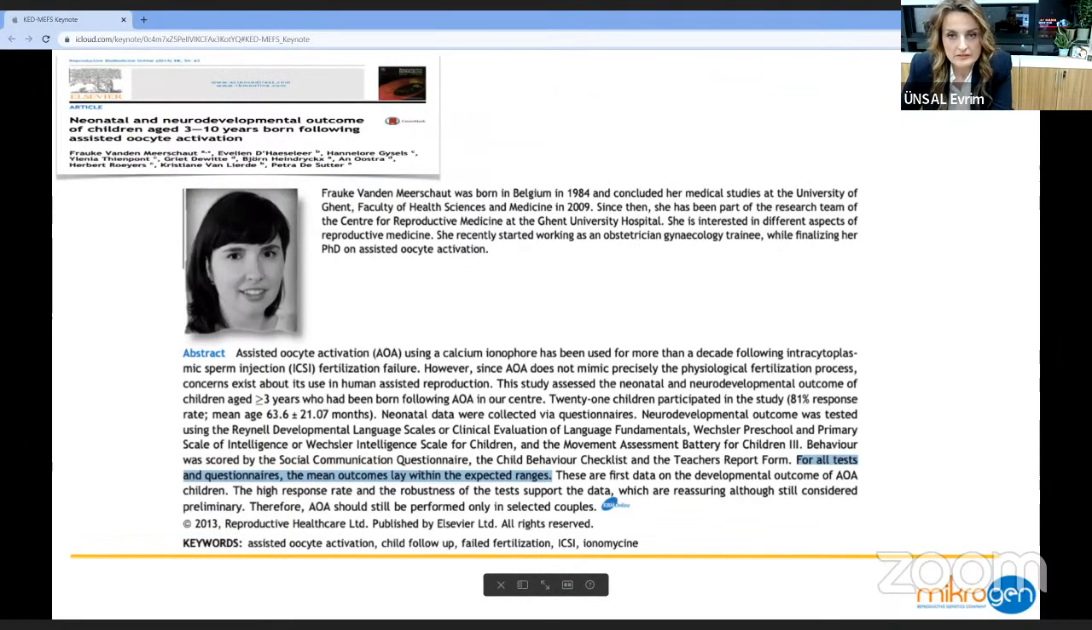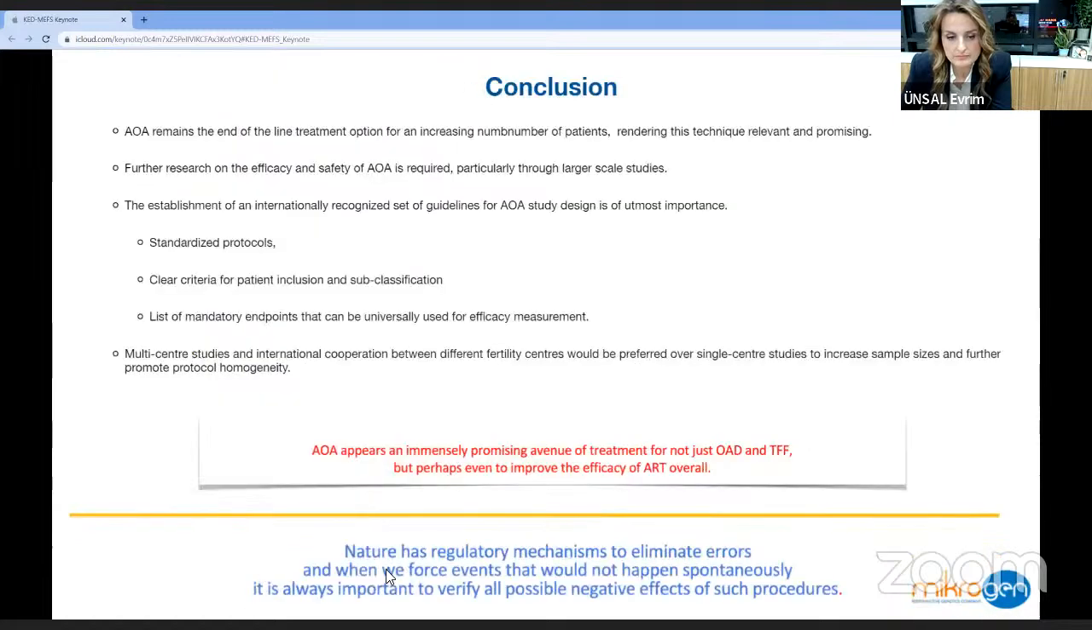There are accumulating data on the safety of these methods. In the recent study of Ghent, she analyzed neonatal and neurodevelopmental outcomes of 21 children born after cycles with assisted oocyte activation. As a consequence, they found mean outcomes within the expected ranges. Some studies revealed no physical or mental developmental disorders associated with babies born through these procedures.